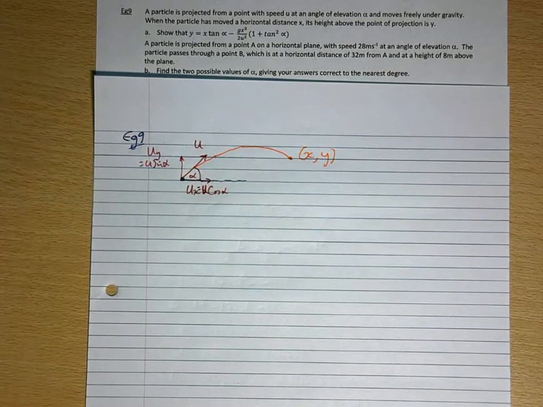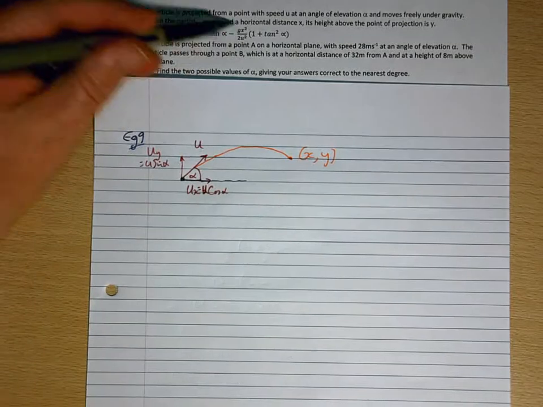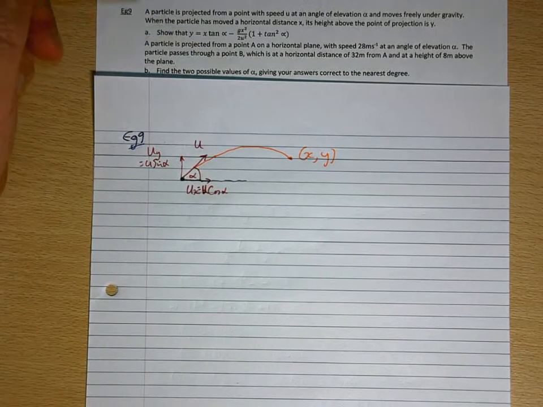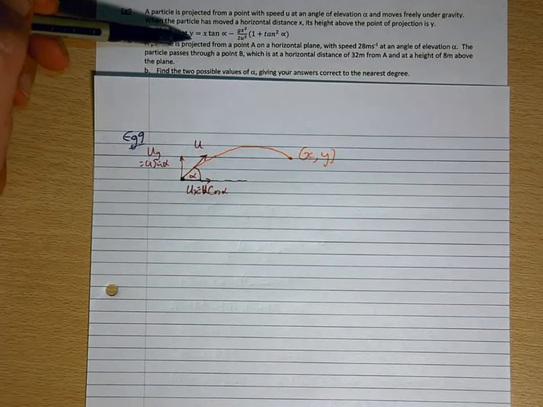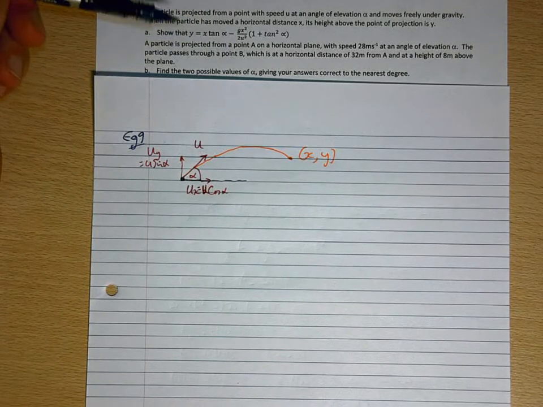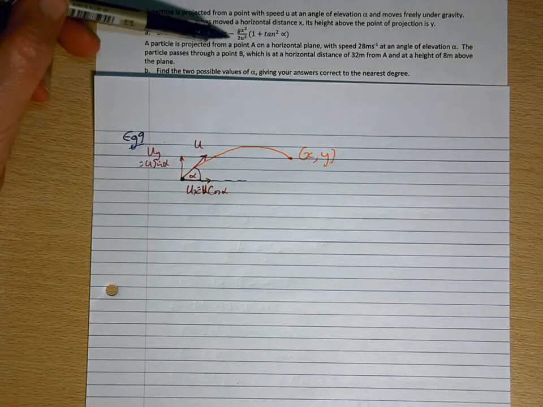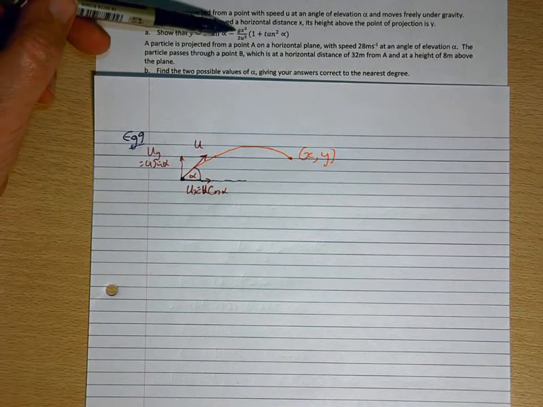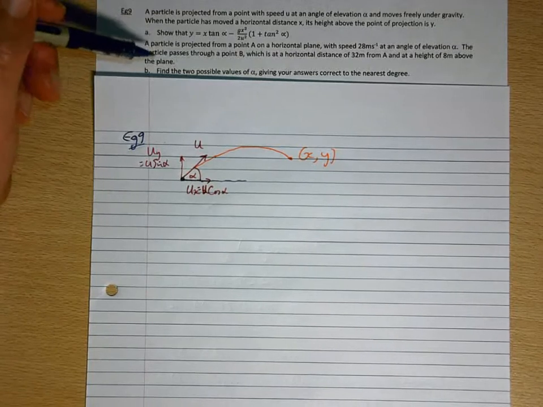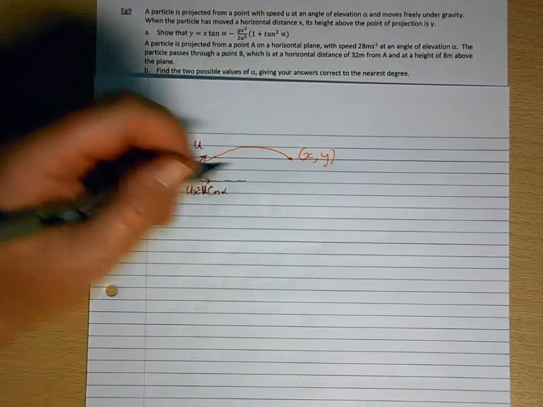Now if you look back at the equation there, I'm expecting you to recognize that it looks as if it's part of the s equals ut plus a half at squared family, because I've got a half there and I've got the g there. So I'm likely to be using this.